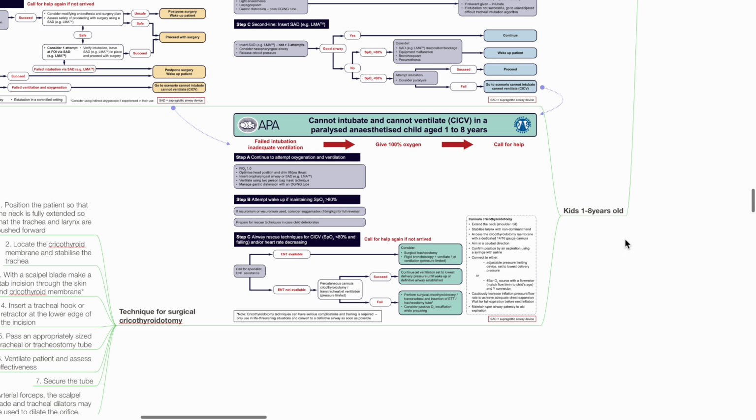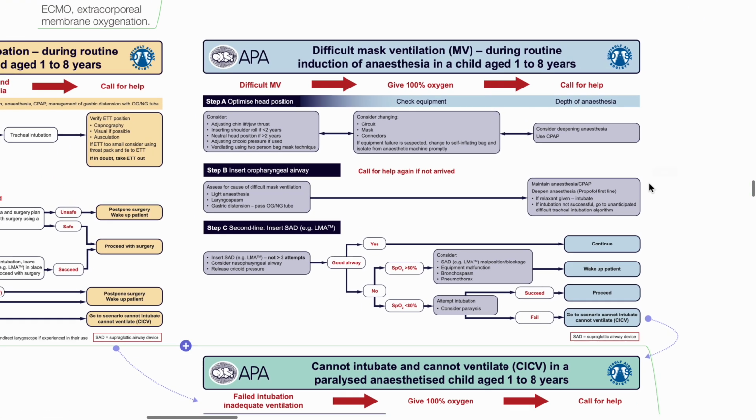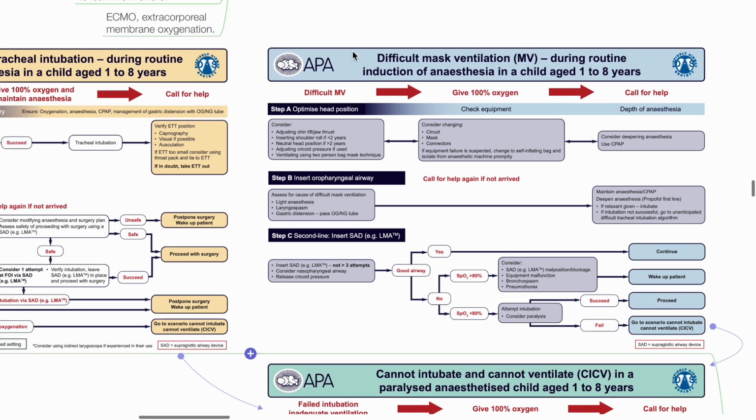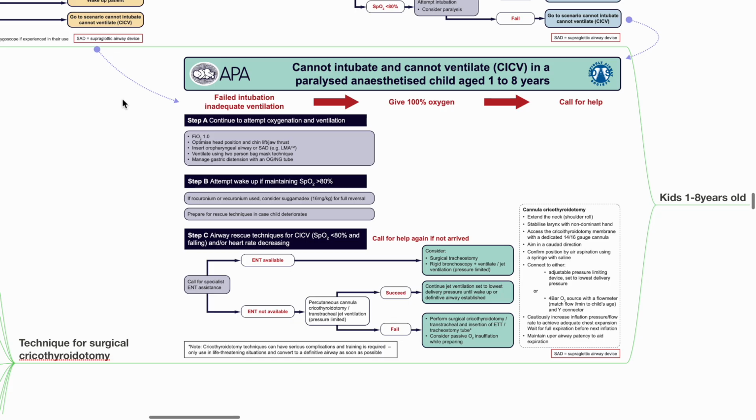Additionally, for children 1 to 8 years old, the Difficult Airway Society has 3 algorithms. First, for difficult mask ventilation during routine induction of anesthesia. Secondly, for unanticipated difficult tracheal intubation during routine induction of anesthesia. And thirdly, cannot intubate and cannot ventilate algorithm in paralyzed anesthetized child aged 1 to 8 years old, which are included here for completion.